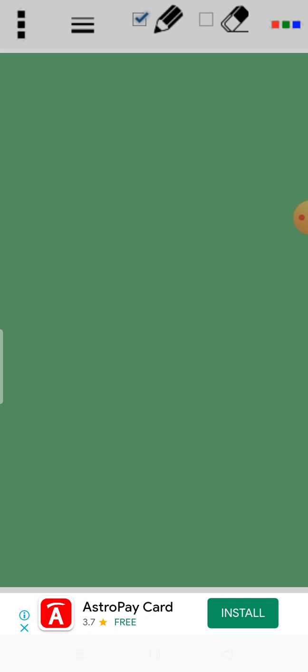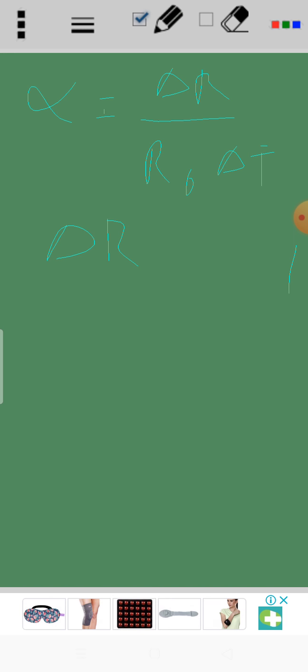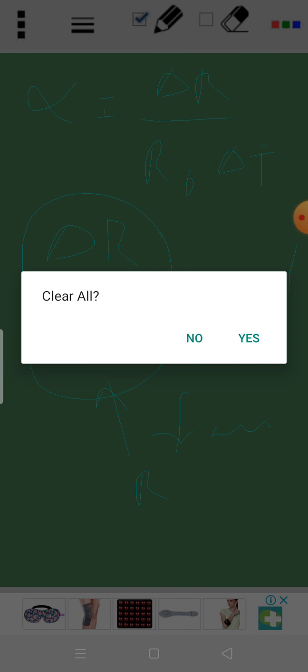Here, one of the important points I want to tell is that alpha is equal to delta R by R naught into delta T. That is the formula. From the past equation we got the temperature coefficient of resistance. I want to say one thing: this delta R by R naught is a very small value. That is nothing but the fractional change in resistance.